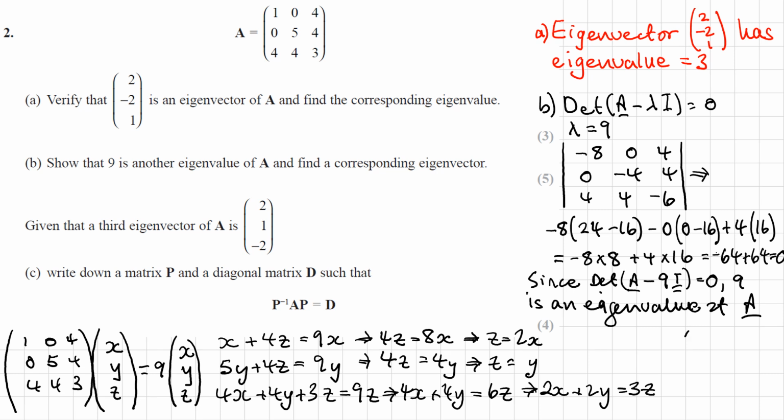Okay, so if I made x equal to 1, that means z is equal to 2, because it's 2 times x, and y is going to be equal to z, so it's also going to be 2. And I'll just make sure that works for the last equation. So I should get 2 times 1 plus 2 times 2, so this becomes 6 on this side, should equal 3 times 2, 6, yep, so it works.